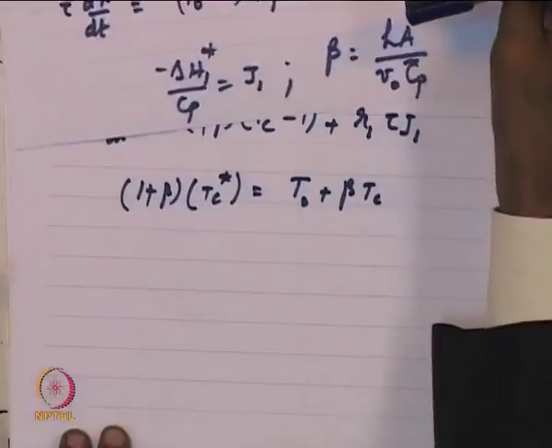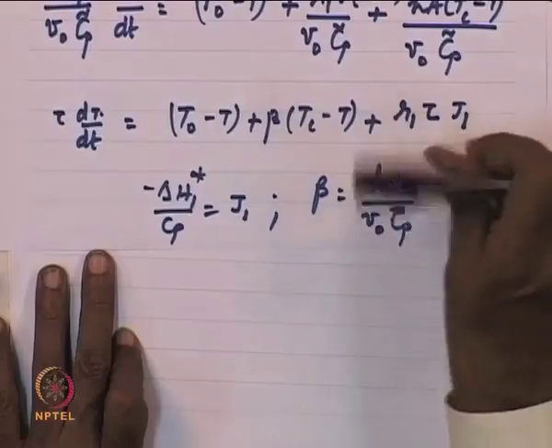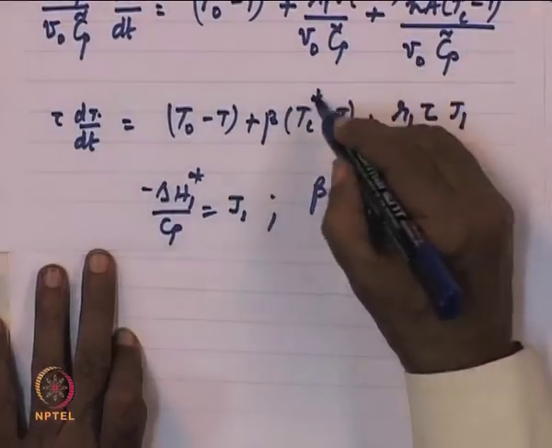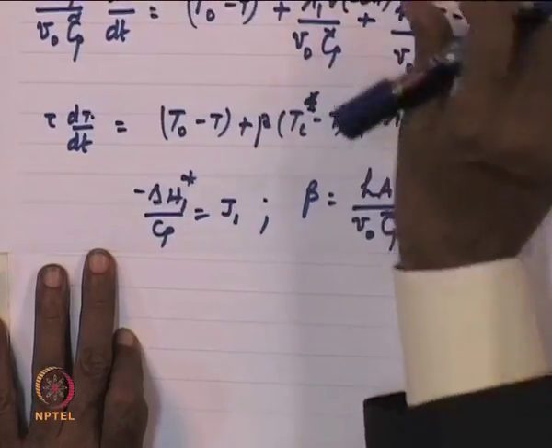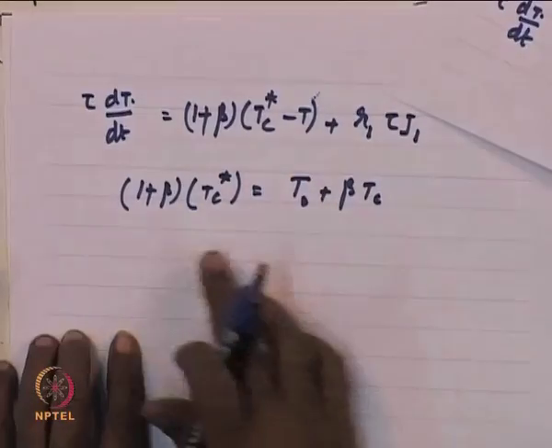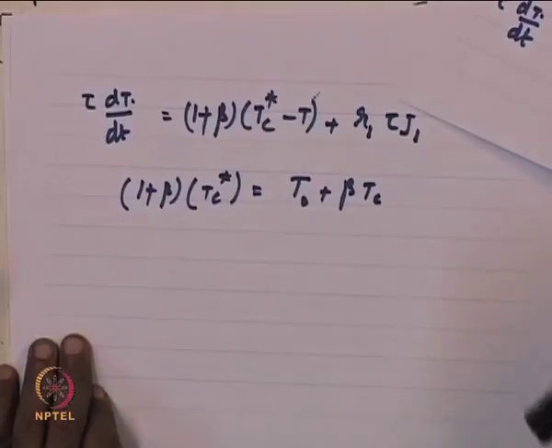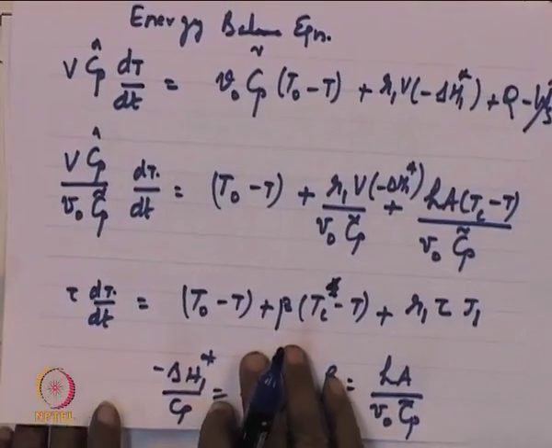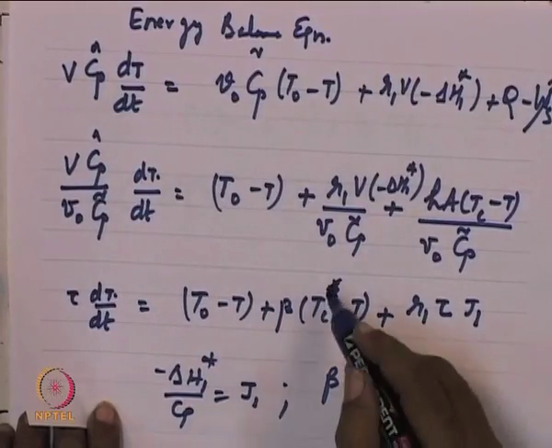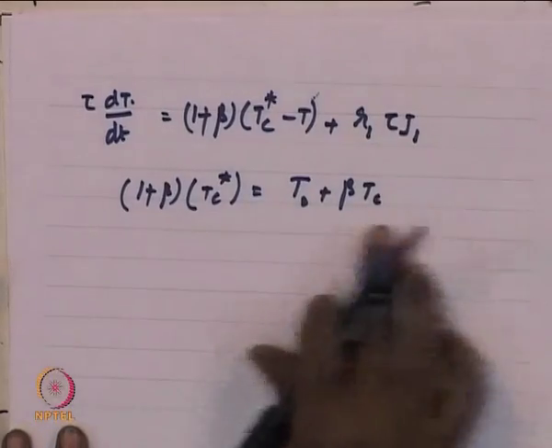What I am saying here is the following. I am combining these two terms and writing it as (1 plus beta)(T_c star minus T), where (1 plus beta) T_c star is equal to T naught plus beta T_c. So, essentially, putting it in a slightly more convenient form, this whole term is (1 plus beta)(T_c star minus T), where T_c star is defined by this relationship.